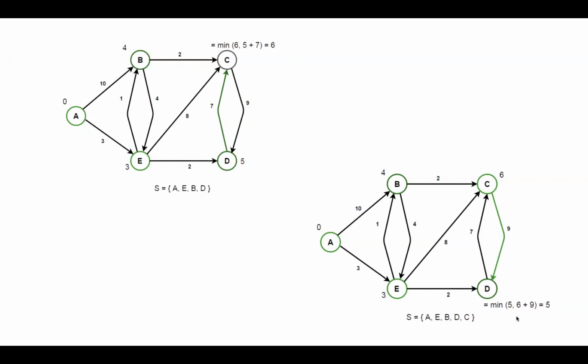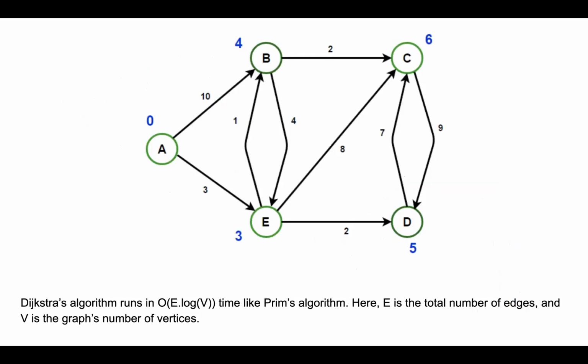What is the minimum, 5 or 15? It's 5. How did 15 come? C is 6 and plus this is 9, so 6 plus 9 is equal to 15. But which one is the minimum? 5. How is 5 reached? AED, which is equal to 5. Now S is AEBDC. Okay, all the vertices are there in the set S.